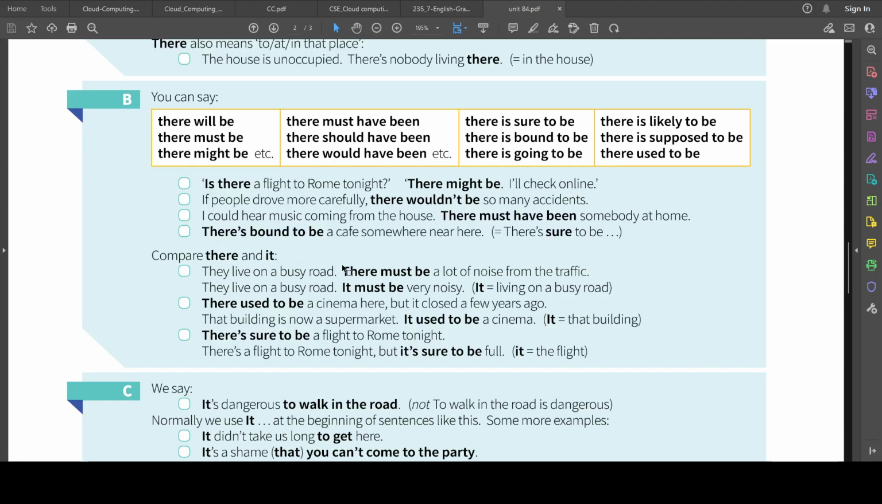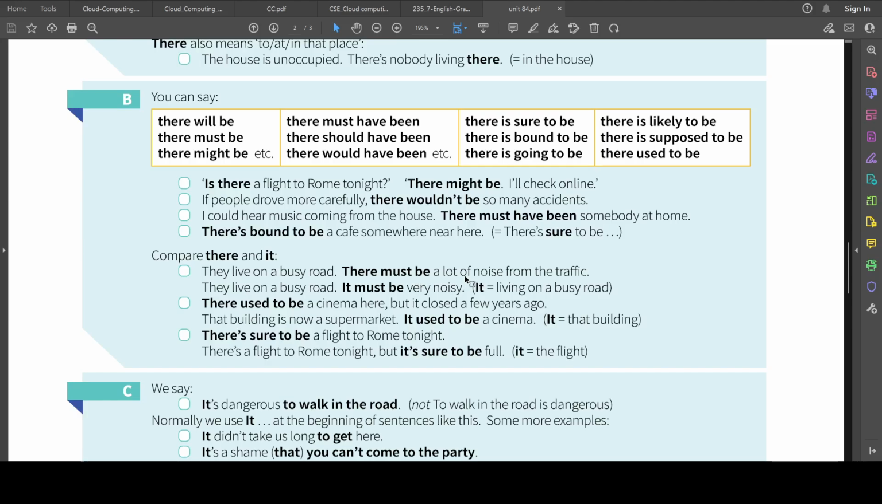Compare there and it. So this is a good one. Basically, in these examples, explain what's the difference between them, or maybe what's the small line between them. In that example: they live on a busy road. There must be a lot of noise from the traffic. The next one: they live on a busy road. It must be very noisy. So check it out.